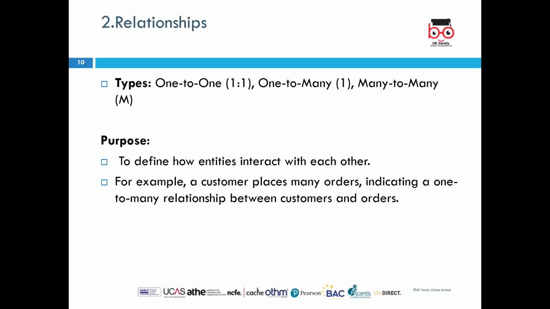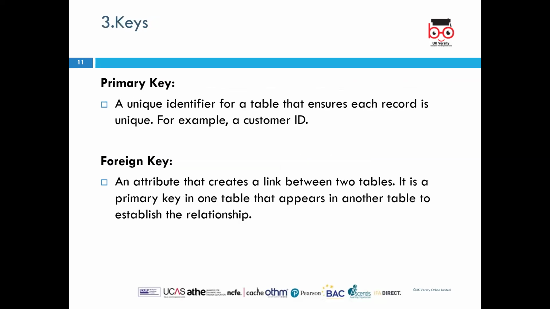Also, when it comes to creating our database, there are relationship types. By types, we could have a one-to-one relationship, one-to-many relationship, or many-to-many relationship. The purpose of this is to define how entities interact with each other, how these are connected and how they work together.